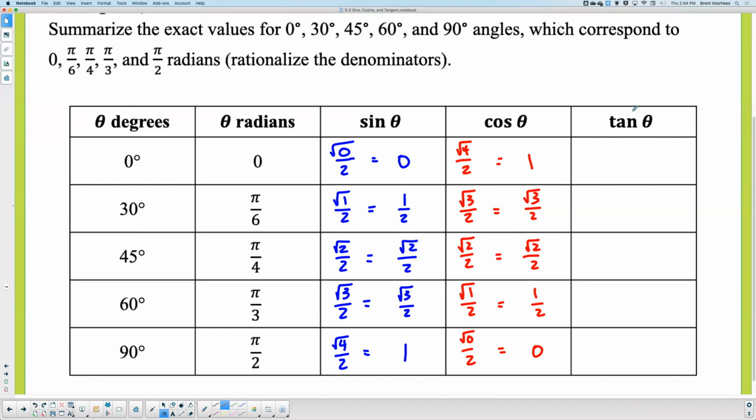Okay, how do we find tangent? It's y over x. What I'm going to do is start with the unreduced because it's easiest to come up with the pattern. Let me switch colors. I'm going to do the totally unreduced version. It'll be square root 0 divided by square root 4. What's the next one going to be? Square root 1 over square root 3. Next one. Next one. And finally.